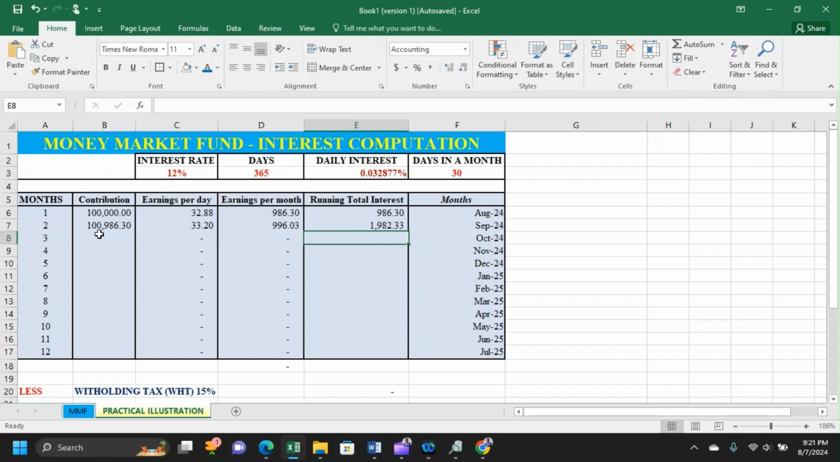Now, let's look at the third month. The same scenario applies: in the third month, you will have the carrying balance from the first month plus the interest made in the two months.